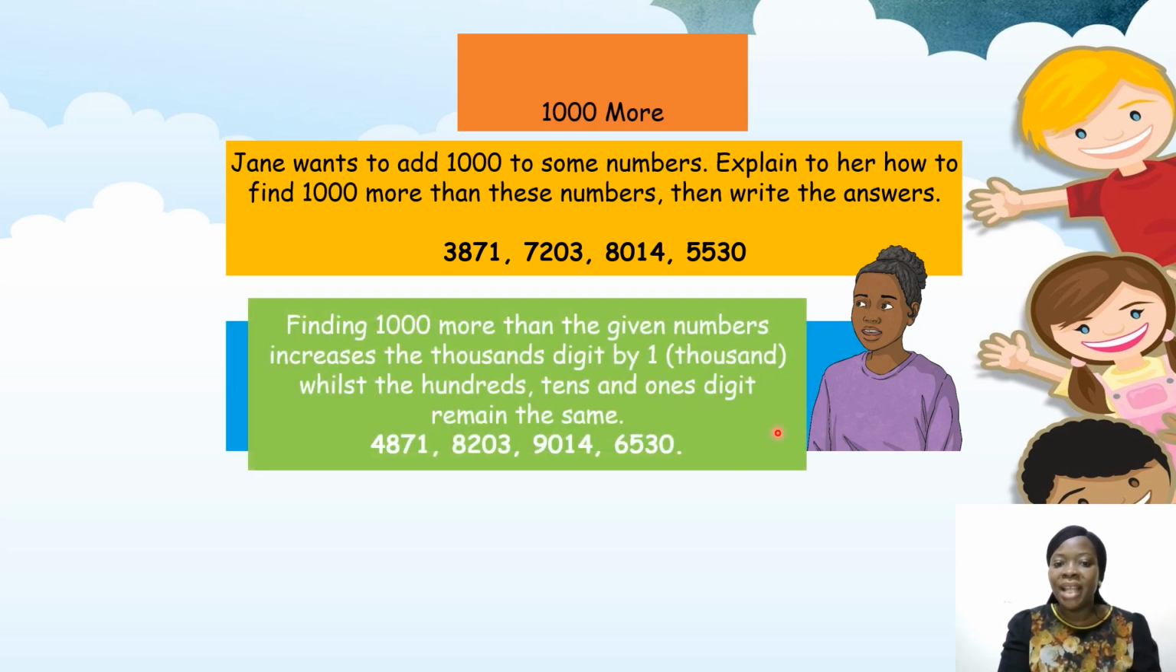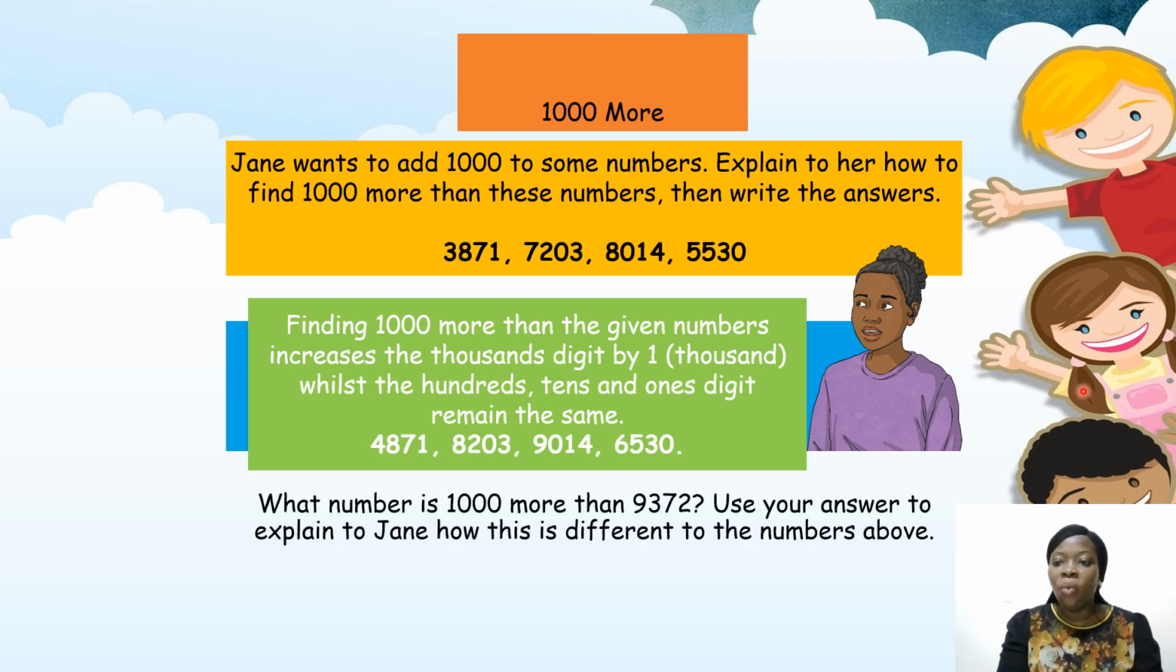Welcome back. Now finding 1,000 more than the given number increases the thousands digit by 1, whilst the hundreds, tens, and ones digits remain the same. So 1,000 more of these different numbers would now be 4,871, 8,203, 9,014, 6,530.